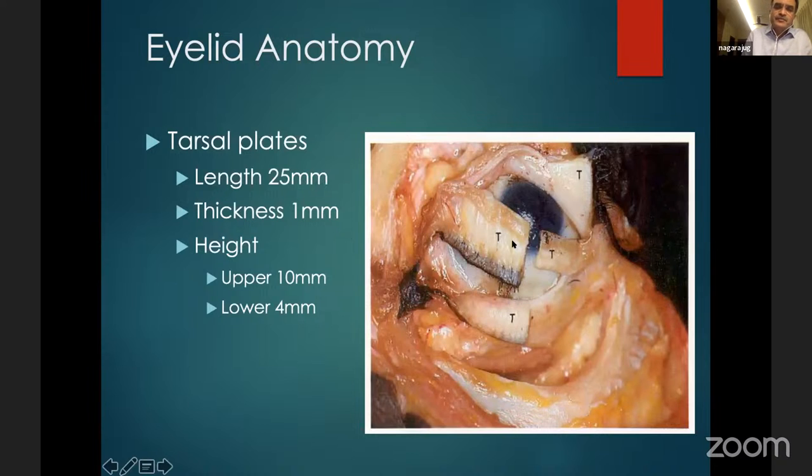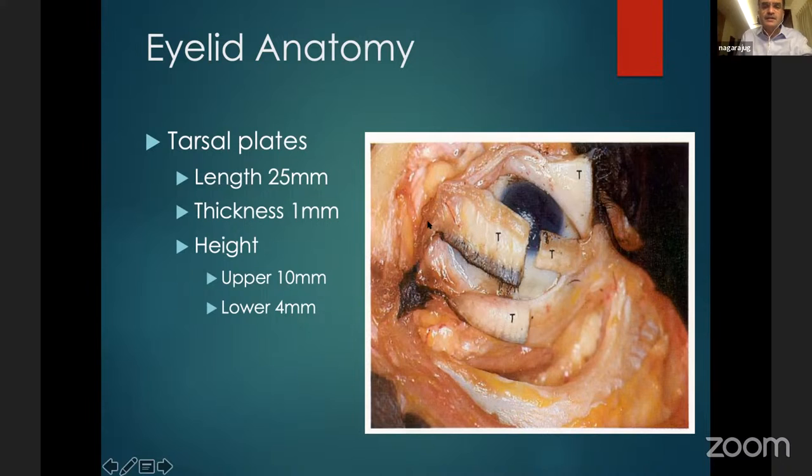You should know that the tarsal plate is very thick in the upper eyelid, and in the lower eyelid it is slightly less thick. It is around 4 millimeters in height, the thickness is around 1 millimeter, and the length is around 25 millimeters. All these structures give horizontal stability to the lid.